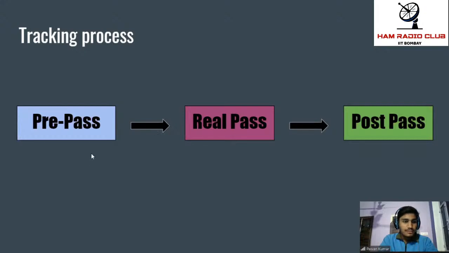In the pre-pass process, we find out the information about the pass: the starting time of the pass, the ending time of the pass, the maximum elevation that the satellite achieves, and all other information that we need to track the satellite. And we find the location of the satellite and the path of the satellite in space. In the real pass part, we already have information about the satellite, so in the real pass we are going to track the satellite. We are going to receive the signal from the satellite.